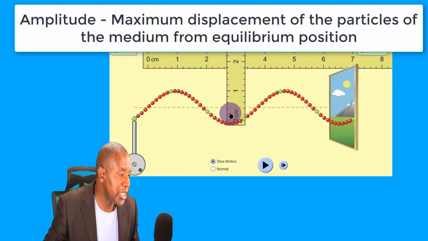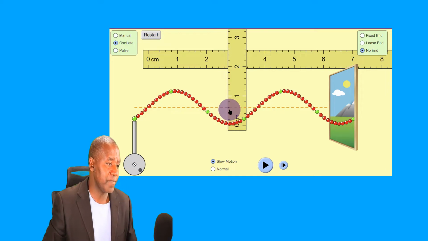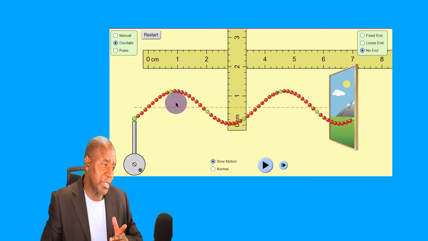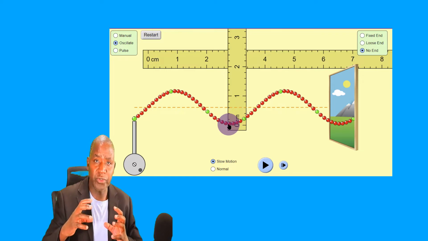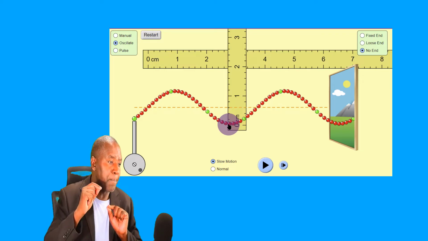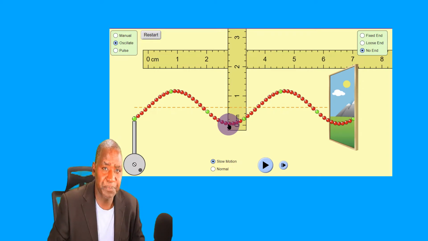We can also measure it from this other side, and you'll see it is the same. You can see from here 1, 2, 3 divisions, 0.6 centimeters. So you can see that amplitude can either be positive or negative, but we always ignore putting a sign to the amplitude and just talk about the magnitude. It is the magnitude of the maximum displacement from equilibrium position.